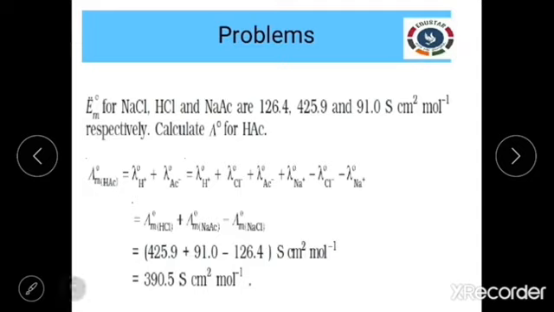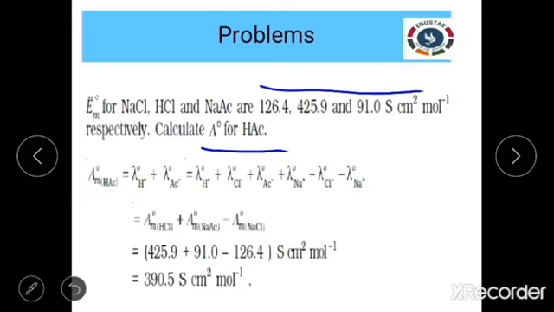Now this is another problem. Limiting molar conductivity of NaCl, HCl and sodium acetate. They have given some values for the limiting molar conductivity of these particular electrolytes, and they have asked you to find the limiting molar conductivity of acetic acid. We have to write the acetic acid in terms such that all the other ions get cancelled.